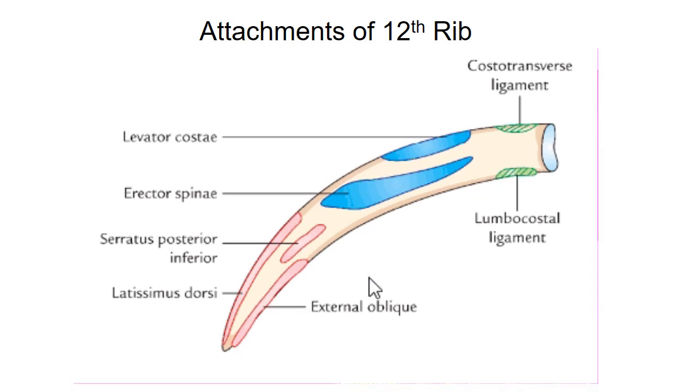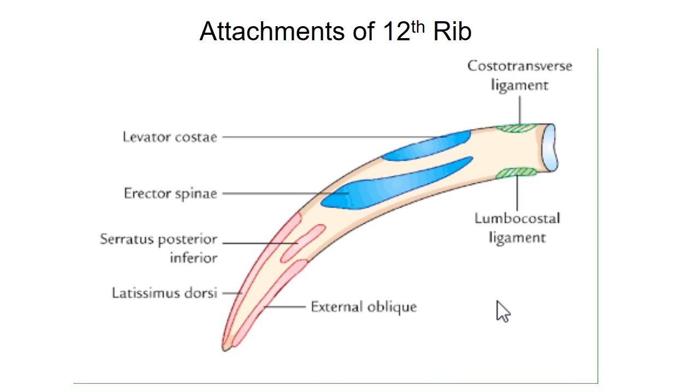Then comes the attachments on the lateral half of this surface. There is insertion of serratus posterior inferior to the lateral half of this surface. Then we have origin of the latissimus dorsi muscle along the upper part of the lateral half of this surface, and origin of external oblique muscle along the lower part of this surface. Intercostal muscles are attached to the upper border of this rib.